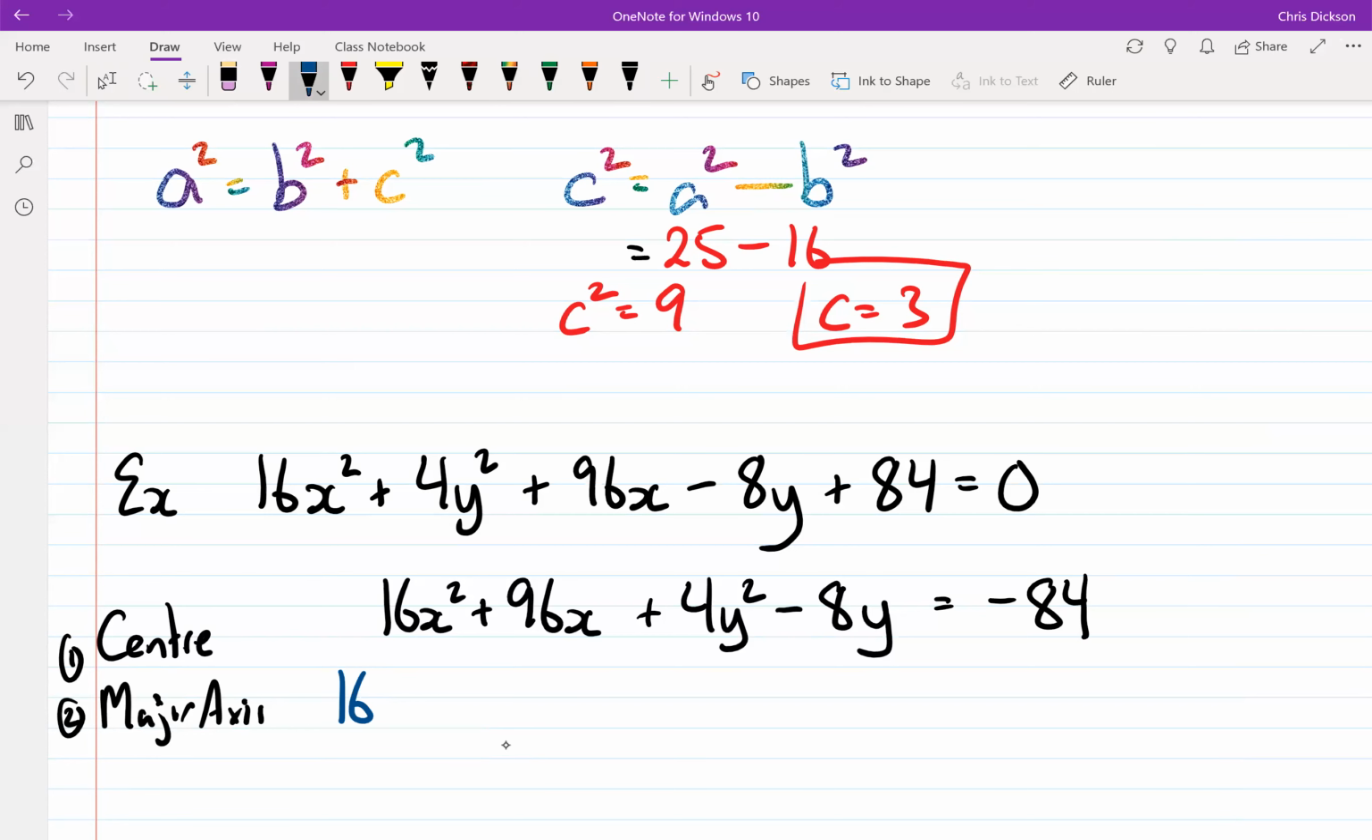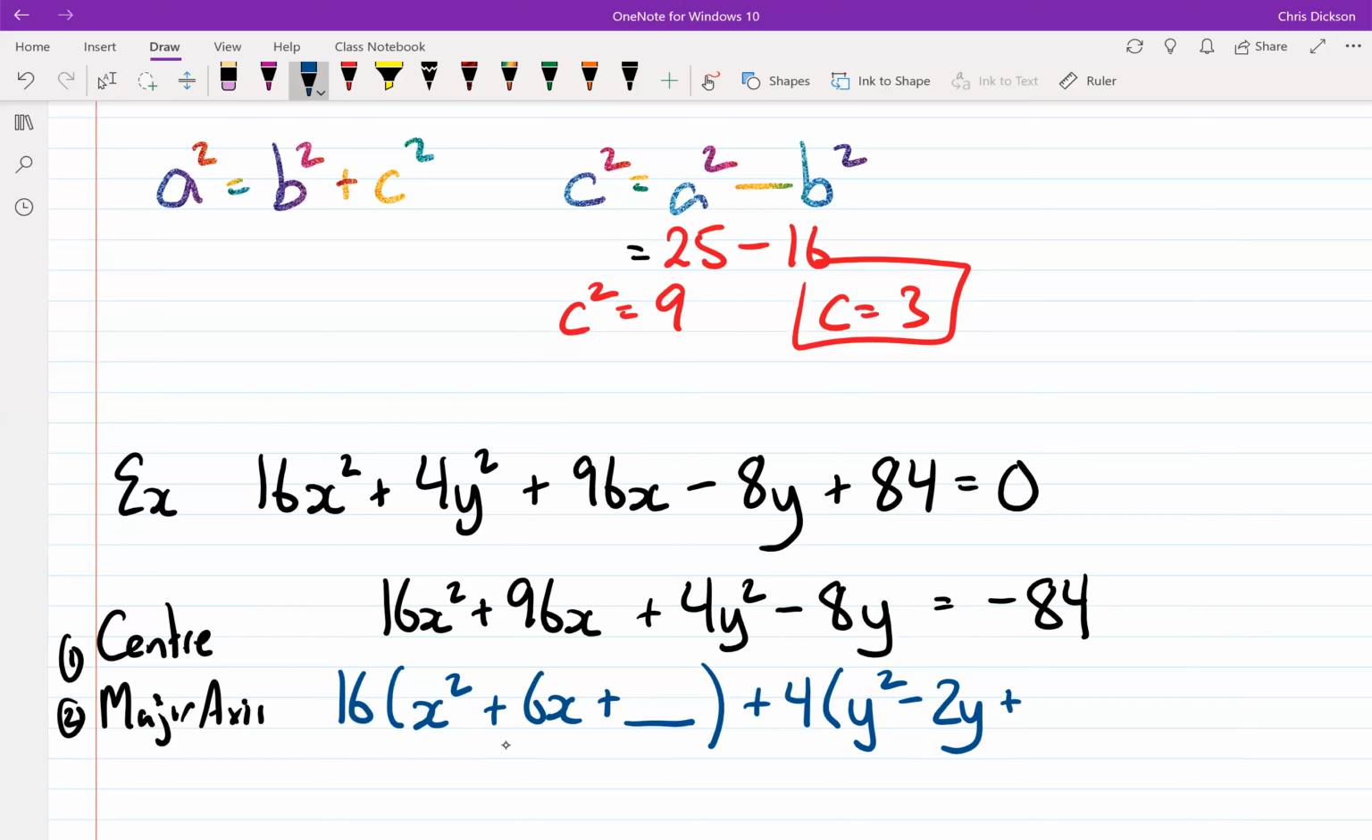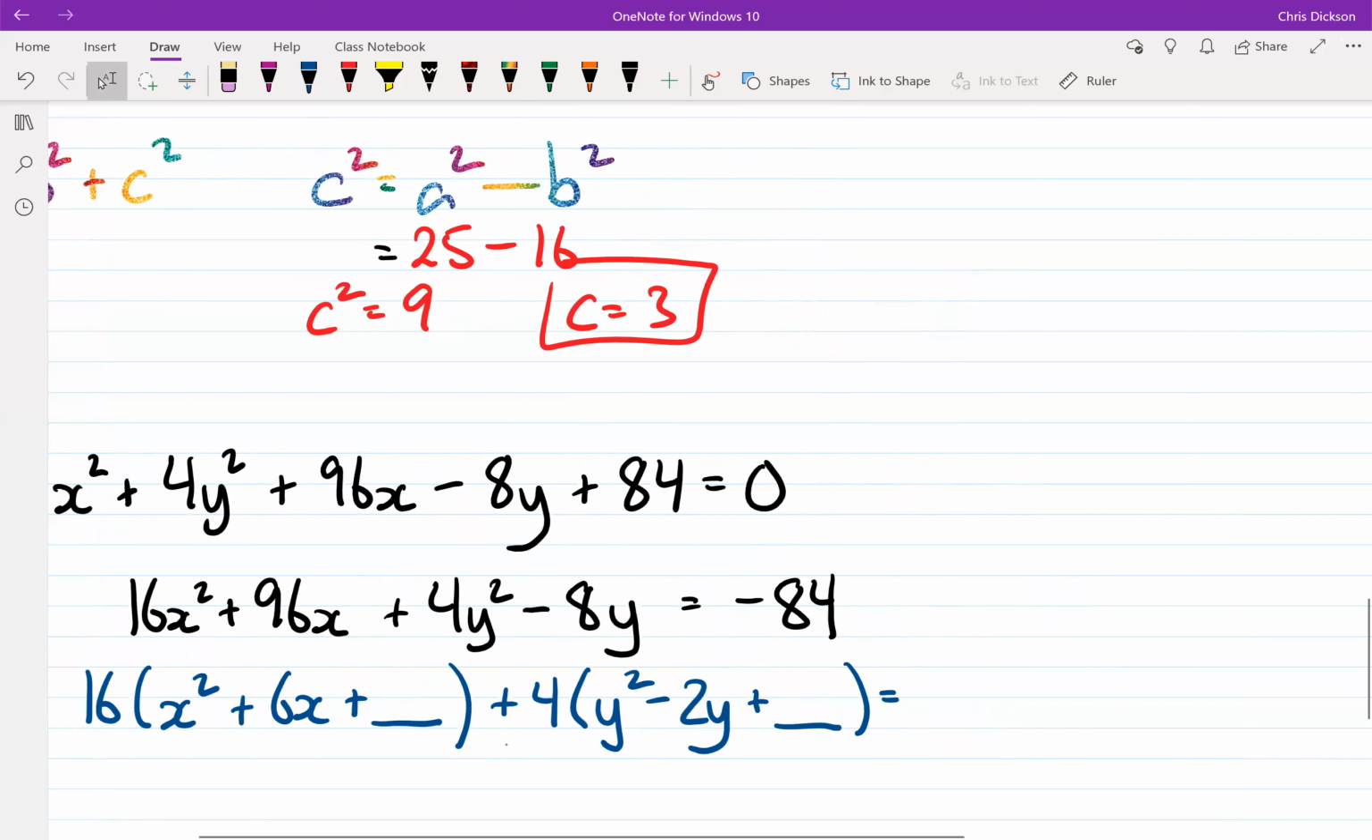So 16 bracket x squared. Now what is 96 divided by 16? 96 divided by 16 is 6. So it's going to be plus 6x plus a number. Close the bracket, factor out the 4, and you get y squared minus 2y, and you're going to go plus a number, equals negative 84 plus a number, and then plus the other number. Okay, so you're actually adding two different numbers here.